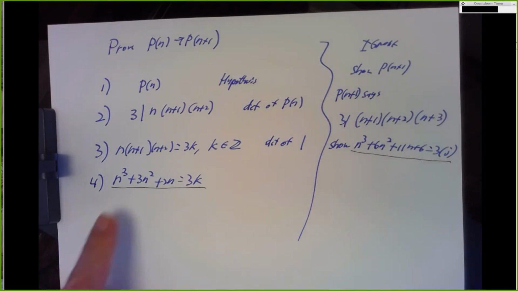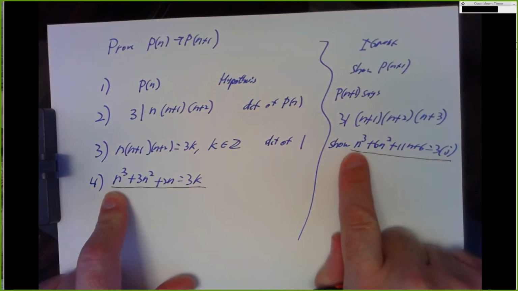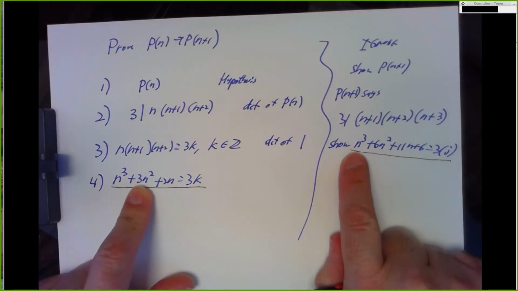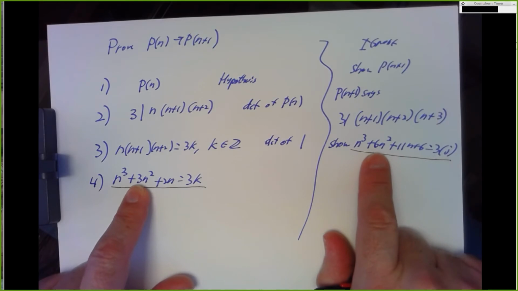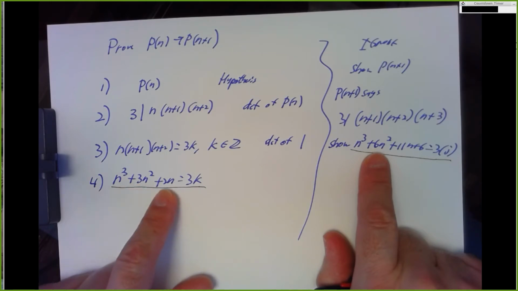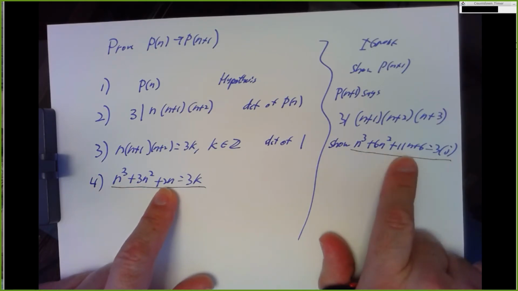So if I just look at these, I've got an n cubed and an n cubed. Well, those are the same. I've got a 3n squared and a 6n squared. Well, those aren't the same, but if I added 3n squared to this, I would get this. And 3n squared is divisible by 3, right? It's 3 times n squared. And here I've got a 2n, here I've got an 11n, but you know what? If I added 9n to this, I'd get 11n. And guess what? 9n is divisible by 3.